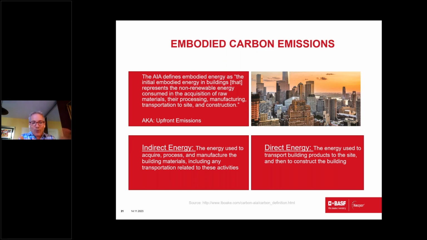And many people parse these things of, oh, well, it's indirect energy and direct energy. Direct energy is the energy actually used, when I burn diesel in the truck to drive the products to the plant side, versus all the invested energy when I extracted the raw materials and manufactured that stuff at the factory before I shipped it to the job site. So either way, it's all energy, and we still need to keep track of it.